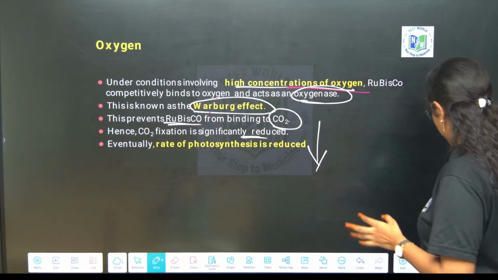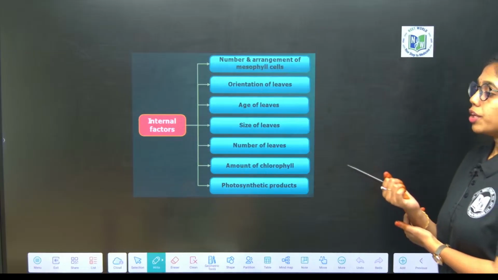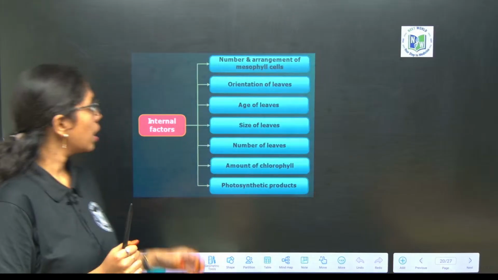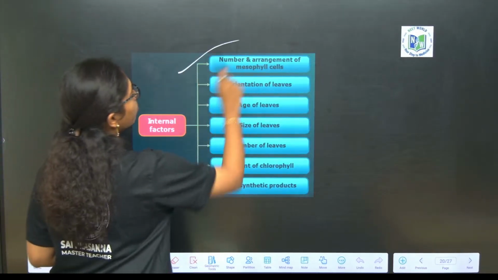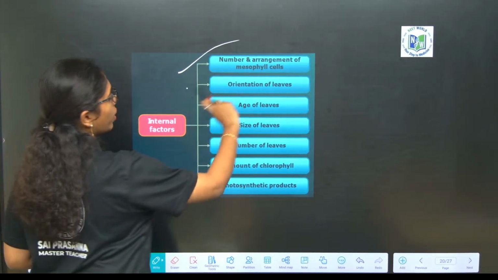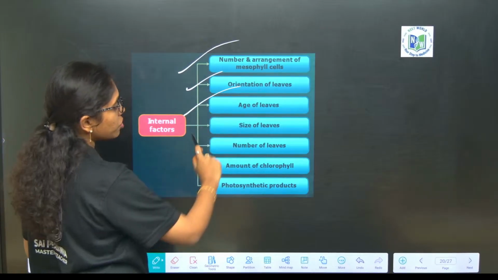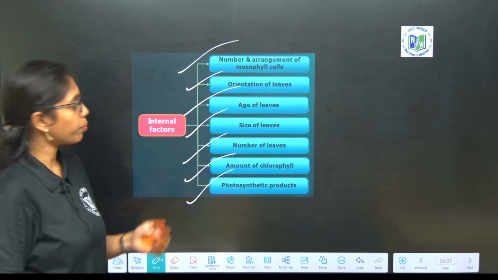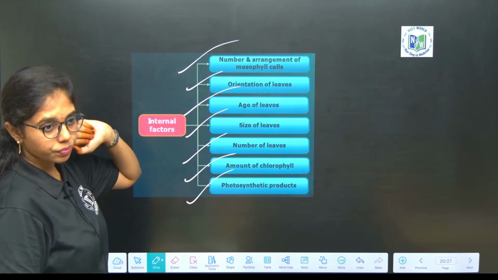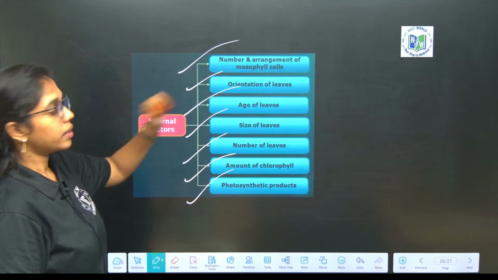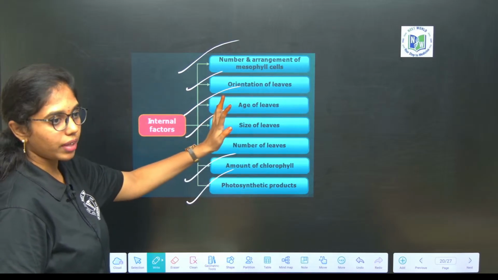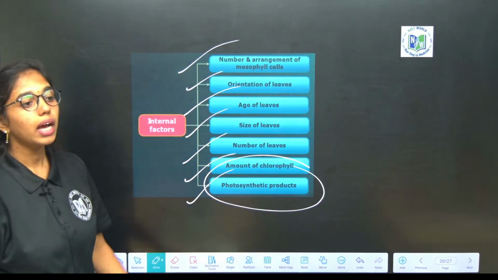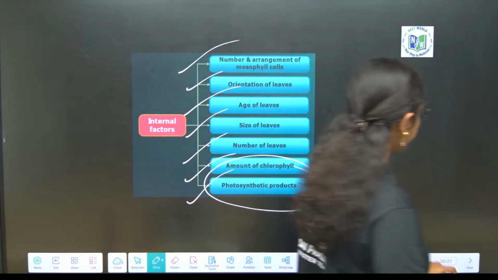No, right? Next, we will look into the internal factors affecting the process of photosynthesis. Internal factors include the number or arrangement of mesophyll cells, orientation of leaves, age of leaves, size of leaves, number of leaves, amount of chlorophyll and photosynthetic products. Features like sunken stomata come here only, under size and number of leaves. The most important internal factors are the amount of chlorophyll and photosynthetic products.